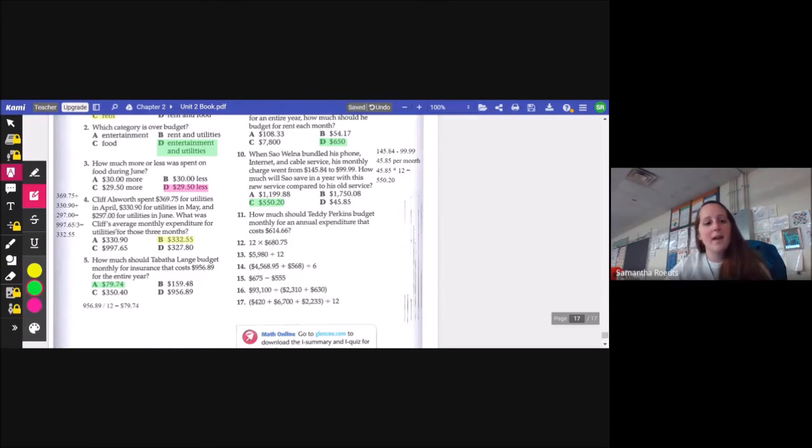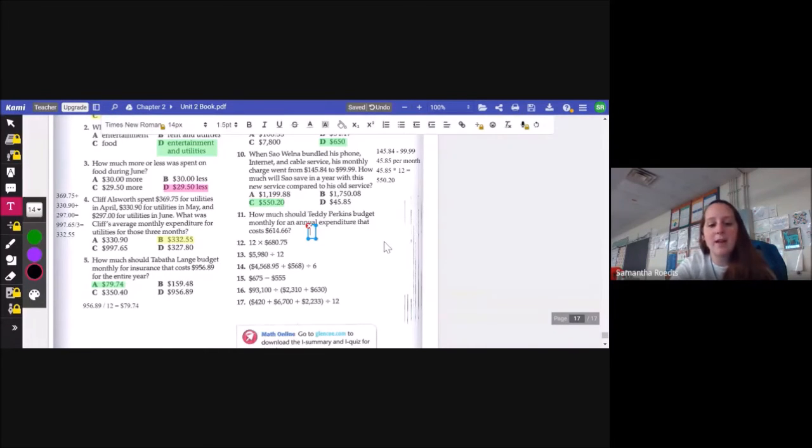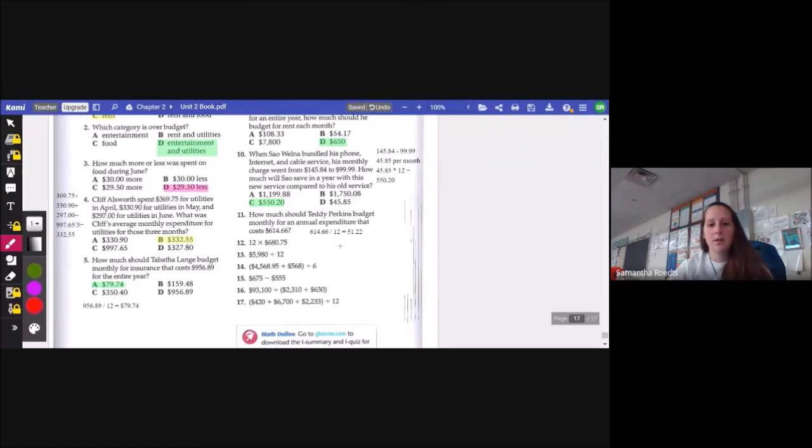And then 11, how much should Teddy Perkins budget monthly for an annual expenditure that costs $614.66? He spends $614.66 per year. I need to divide that by 12 because I want to figure out how much he should spend per month. When I do that, I get $51.22. That's how much he should plan to spend.